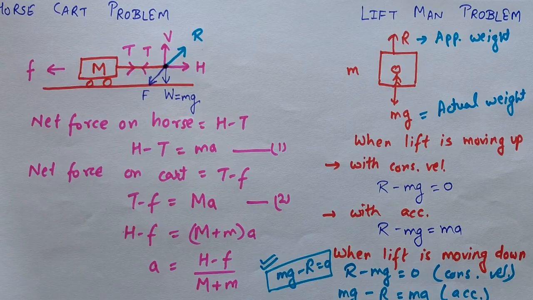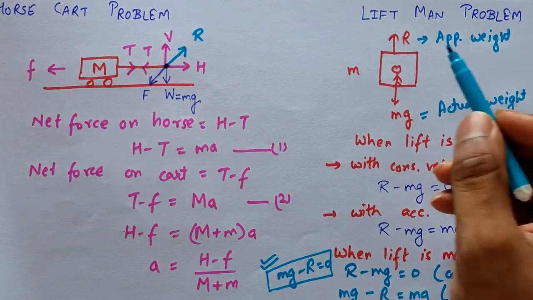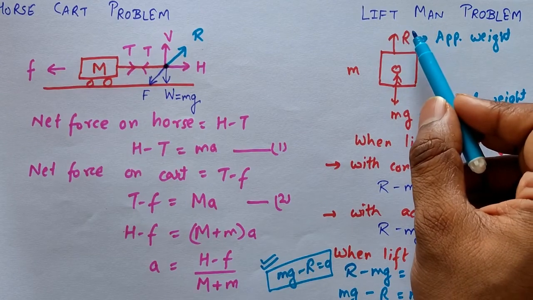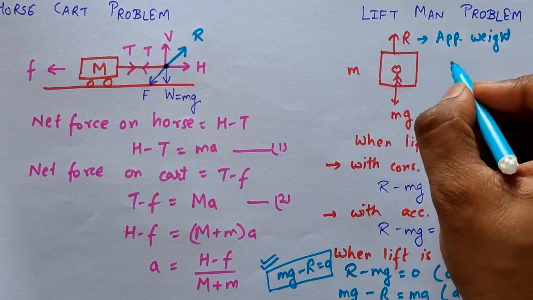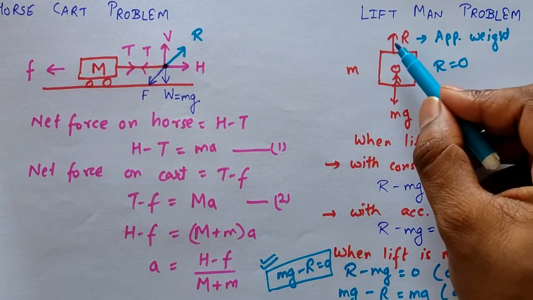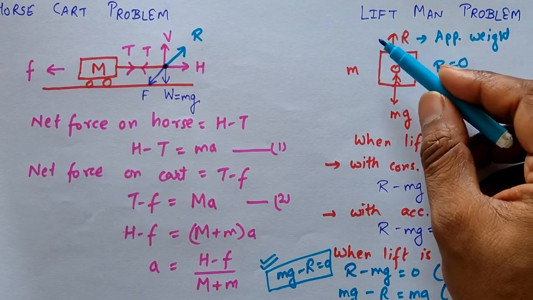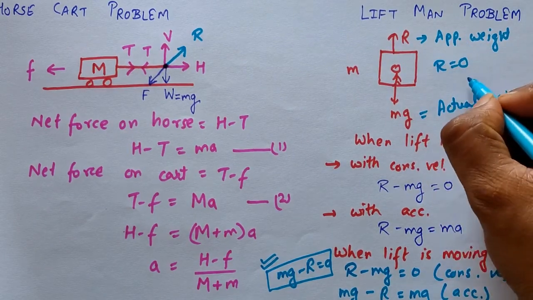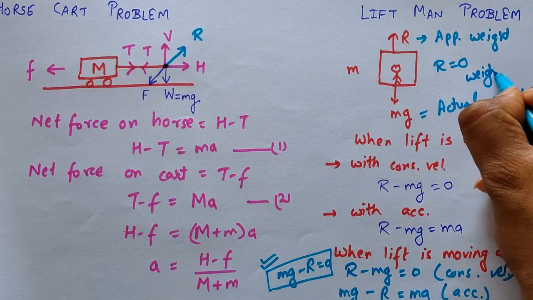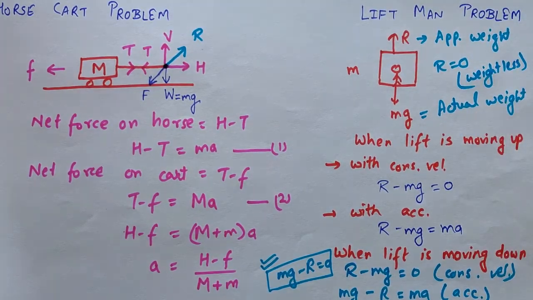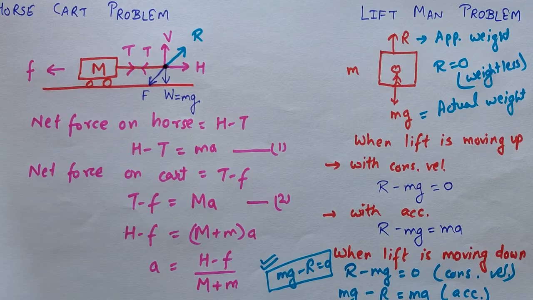Okay. What happens when the rope of the lift breaks? When the rope of the lift breaks, then there will be no R. So I can say R will be equal to 0 when the rope is broken. Then the apparent weight will be 0 and the person will feel weightlessness. It means he is falling freely, and he will feel that there is no weight in his body.